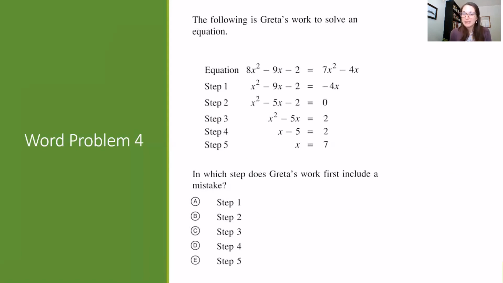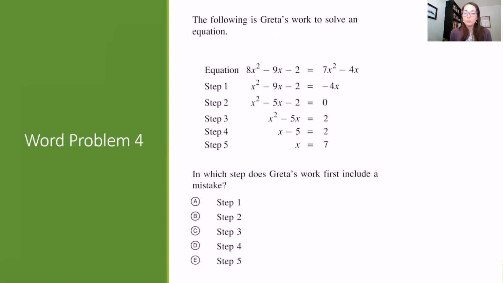Now let's see what happens in the next step. I notice that my 0 turns into a 2 and that my minus 2 is gone. So that tells me that I probably did a plus 2 on both sides to get rid of that minus 2 on the left side. So if I did plus 2 on that side, that would just leave me with x squared minus 5x, and then equals 2 because we took the 0 and turned it into a 2. So step 3 is good. We know now that the error is somewhere in either step 4 or step 5.